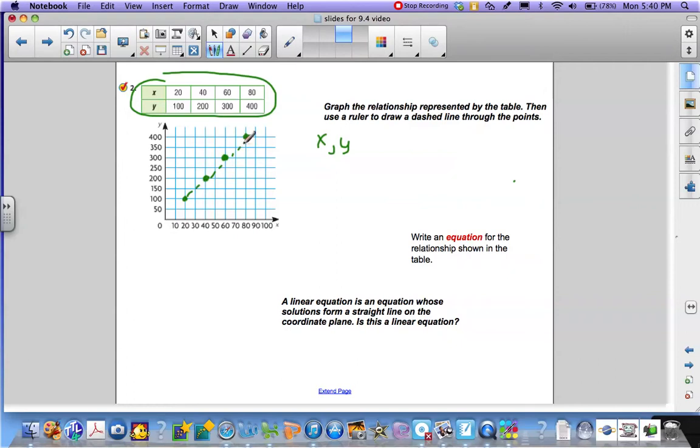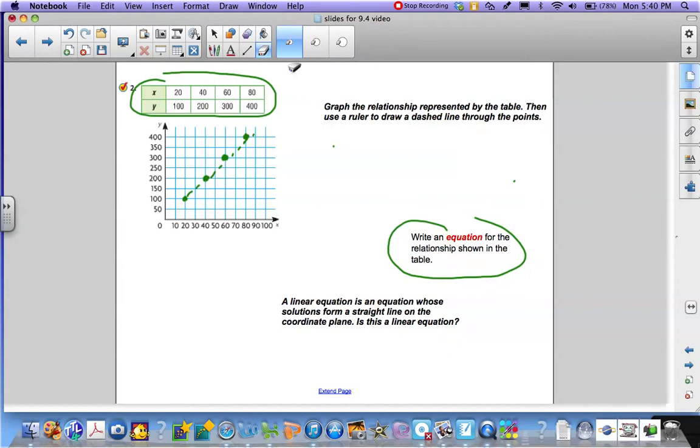Now, how can we write an equation for this? We've represented it with a graph. We have a table. So you want to write an equation from a table of values. We know x is the independent variable, and we're going to perform some operation to x, and it's going to give us y.